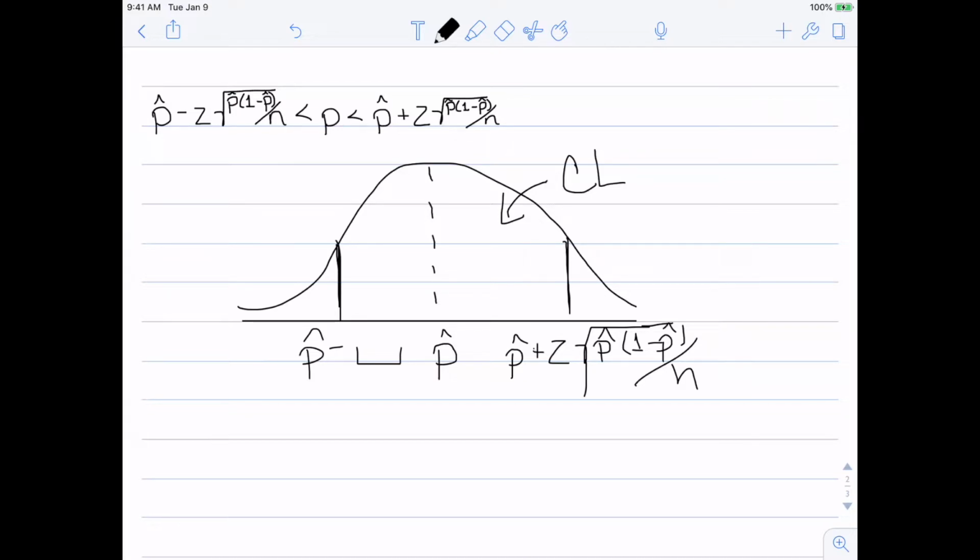For us, we're going to actually use the GeoGebra graphing calculator. And the command for that is Z proportion estimate. We then insert the sample proportion, the sample size, and the confidence level. So let's look at some examples.